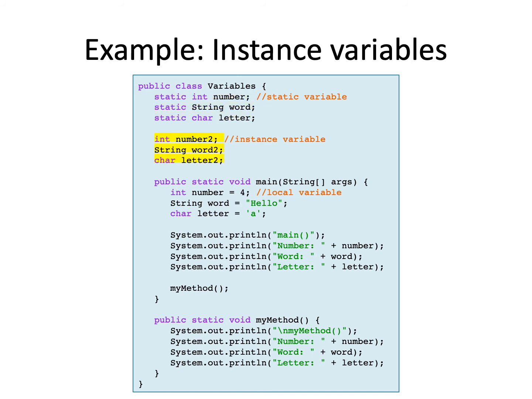Next, we have int number2, String word2, and char letter2. When we do not have the keyword static in front of it, these are known as the instance variable. Instance variable would belong to specific object. We will look at how to call and use these variables later.